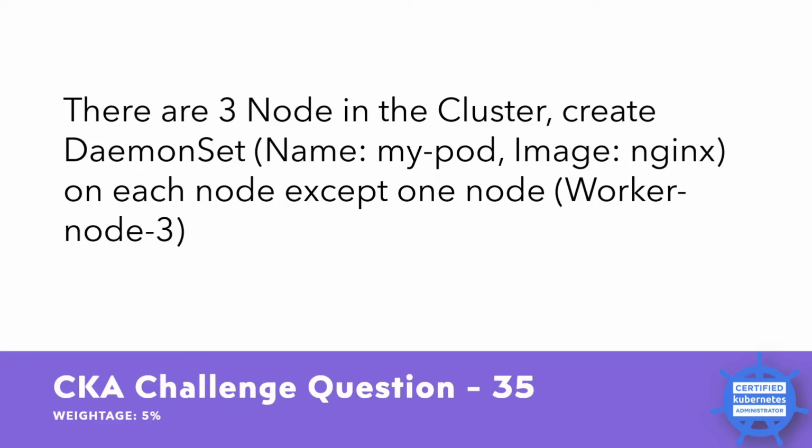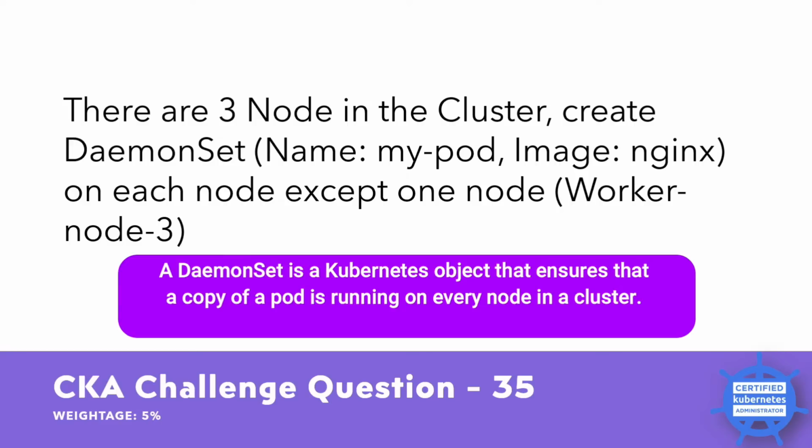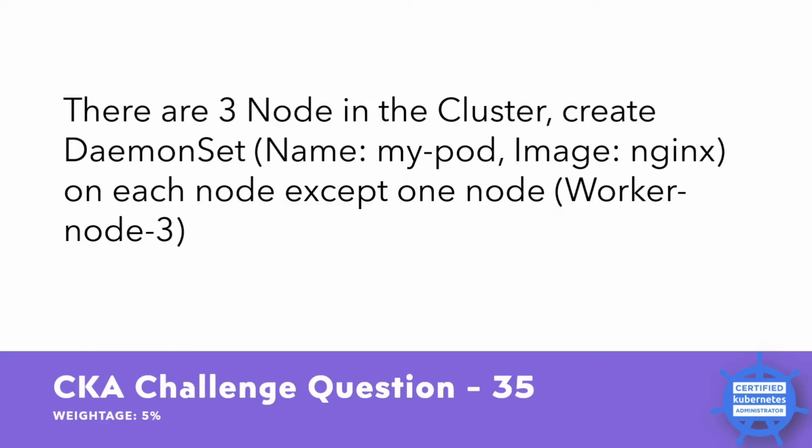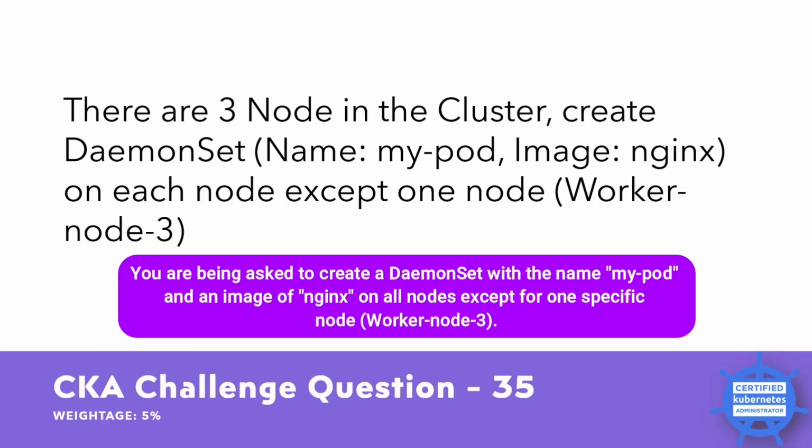This question is related to managing containerized applications using Kubernetes, a popular container orchestration tool. Specifically, it is asking you to create a daemon set object in Kubernetes with certain specifications. A daemon set is a Kubernetes object that ensures that a copy of a pod is running on every node in a cluster. In this case, you are being asked to create a daemon set with the name mypod and image nginx on all the nodes except one specific node, that is worker node 3.